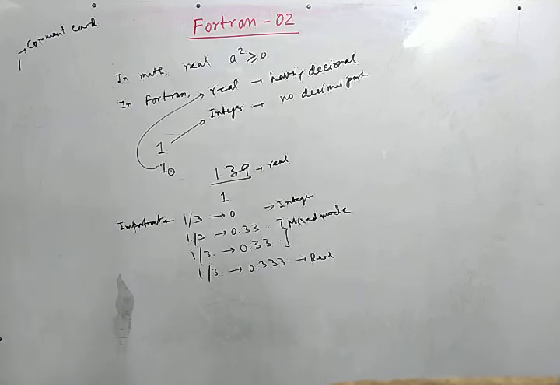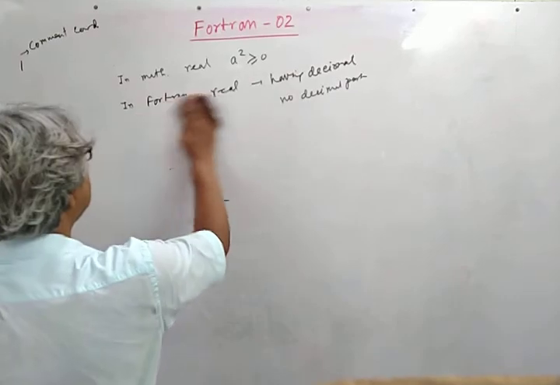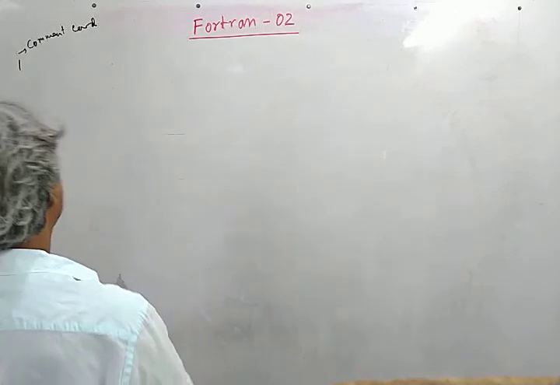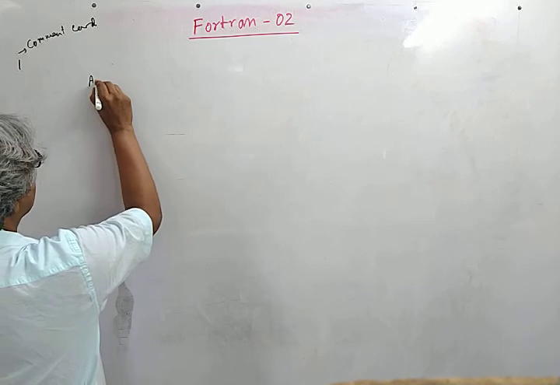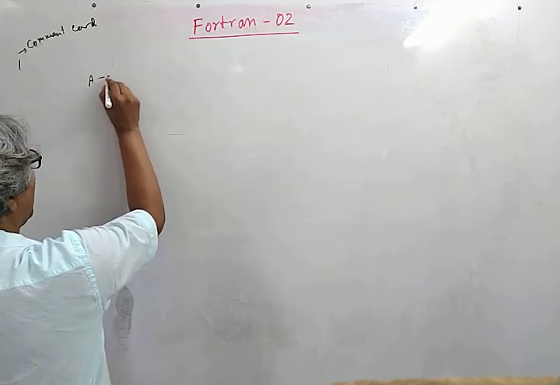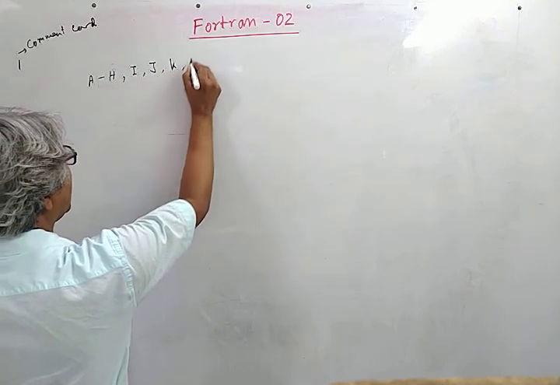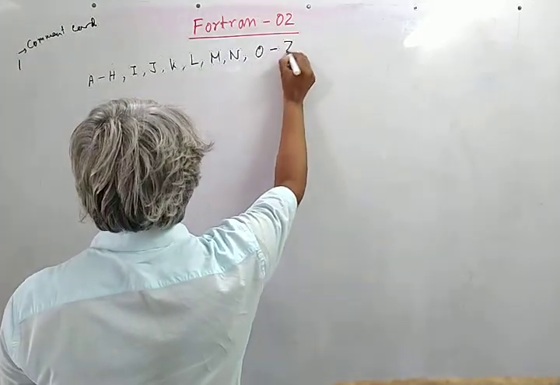Now, how will the Fortran programming know whether a variable is a real variable or an integer variable? This is the point that I am going to address now. In Fortran, any variable must start with an alphabet letter. It may start with A, B, C up to H, then I, J, K, L, M, N, then we have O to Z. This is the English alphabet.